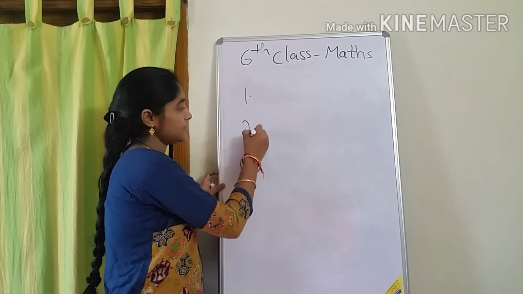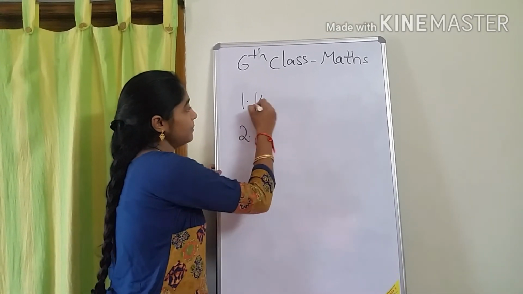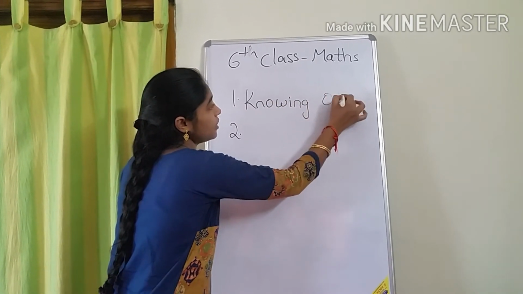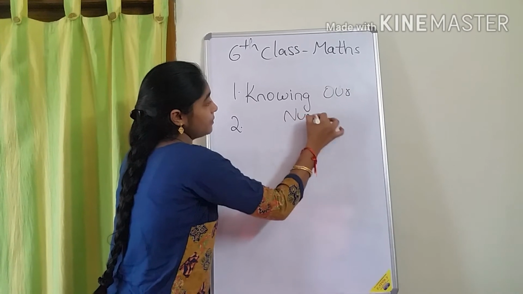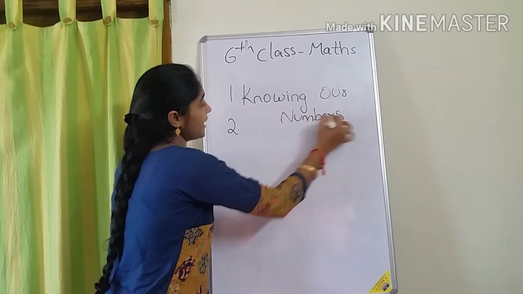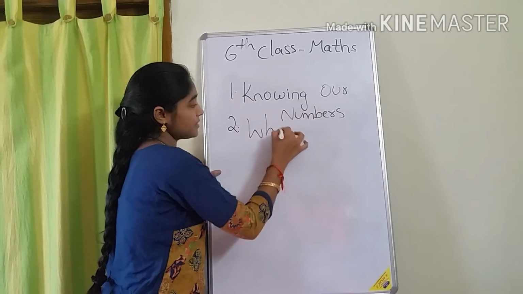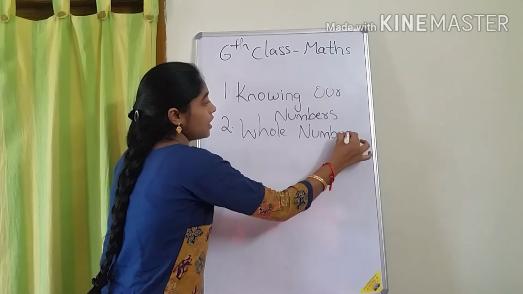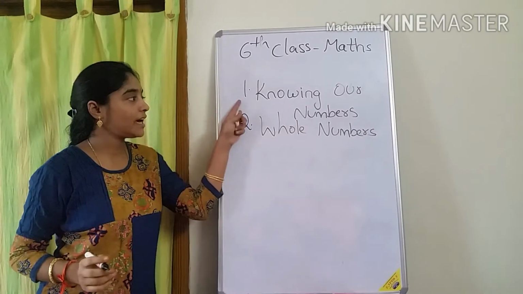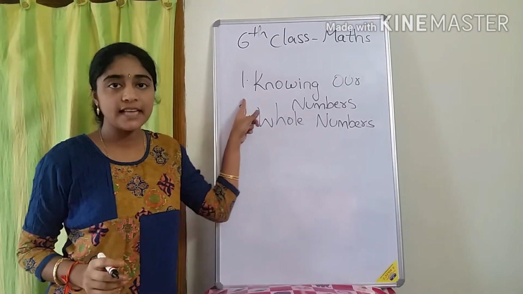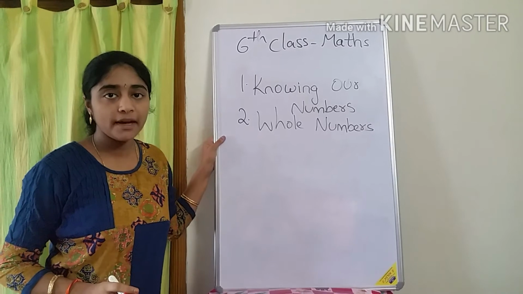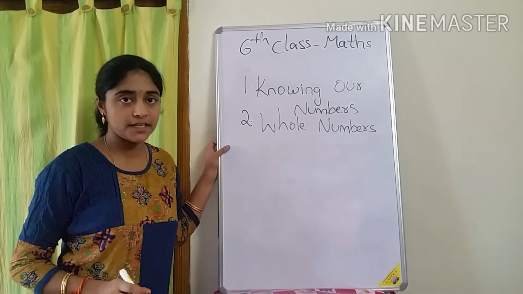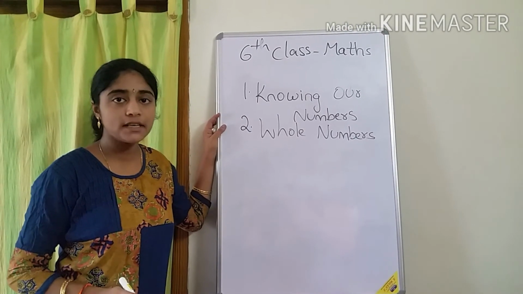Discussed two chapters. First chapter is knowing our numbers. And the second chapter we discussed whole numbers. In our knowing our numbers chapter, we discuss number systems. That is, if a number is given, how to write the given number in Indian system as well as international system. And the second concept is rounding of numbers.